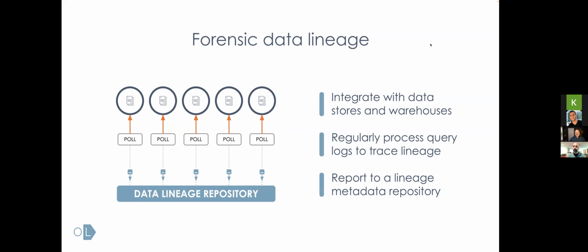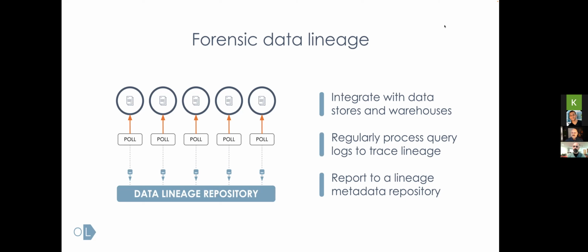And this leads us to a couple of different approaches for data lineage. The first being what I call forensic data lineage. I made this term up. I don't know if everybody calls it this. I call it this. And this is where you integrate with the data store or the warehouse. And so you'll go to the database and you'll say, what queries have you executed? Who has accessed you? And what has happened?